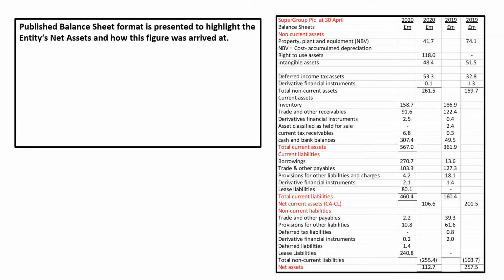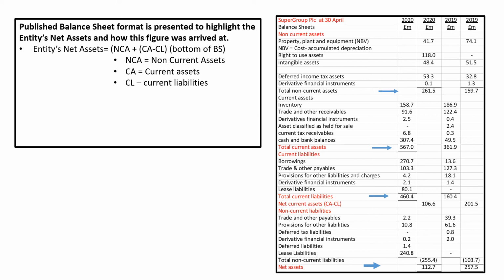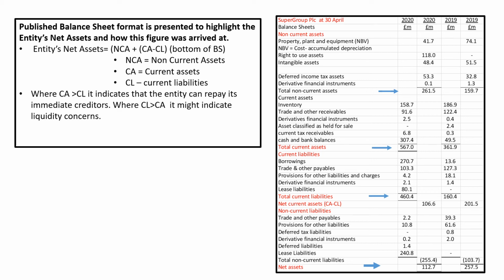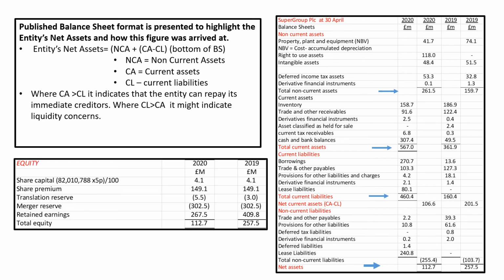The published balance sheet format is presented to highlight an entity's net assets and how this figure was arrived at. If you look at the equation, NCA, which is the non-current assets, plus the difference between current assets and current liabilities is equal to the net assets, and that is shown at the bottom of the balance sheet. Where current assets exceed current liabilities, it indicates that the entity can repay its immediate creditors. Where current liabilities exceed current assets, it might indicate that the entity has liquidity concerns.